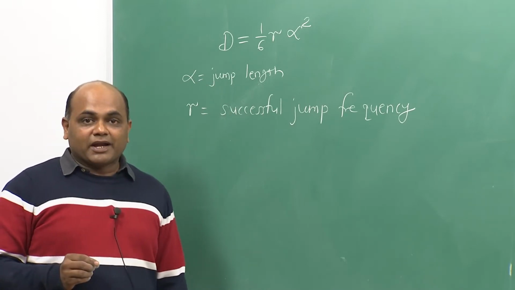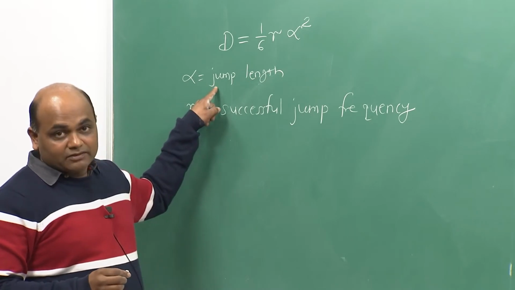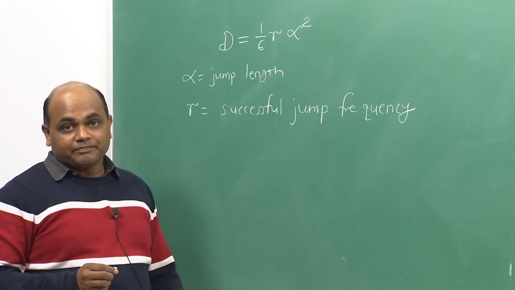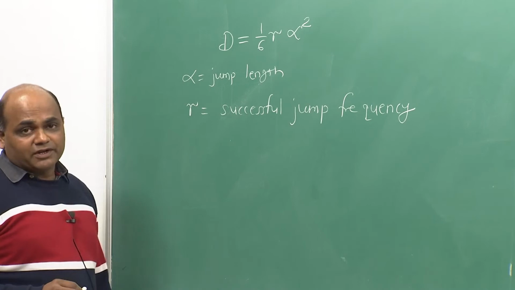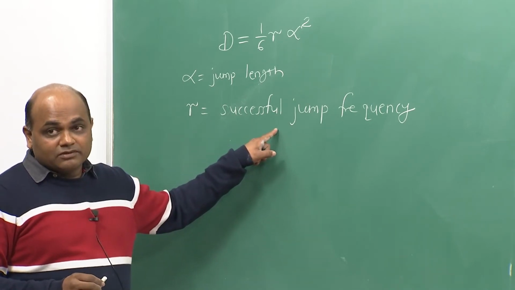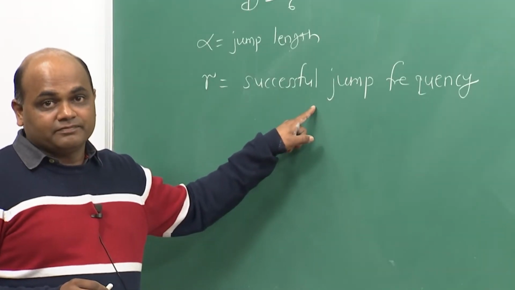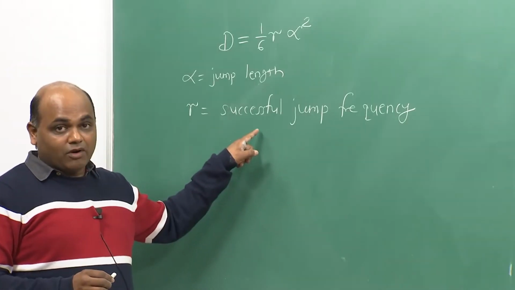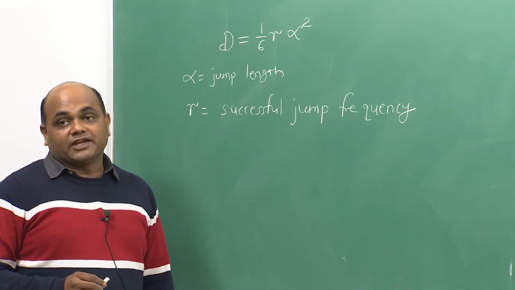By knowing the lattice parameter, we can know the jump length for a particular type of lattice, FCC, BCC, etc. For the successful jump frequency, this is the number of jumps which are successful per second. A successful jump is the one in which an atom jumps from one regular site onto the nearest neighbor vacant site.